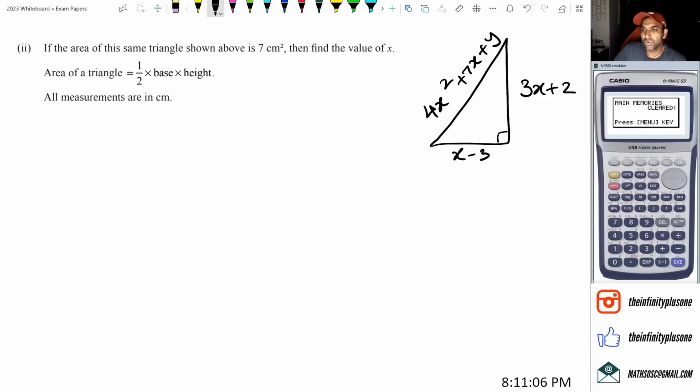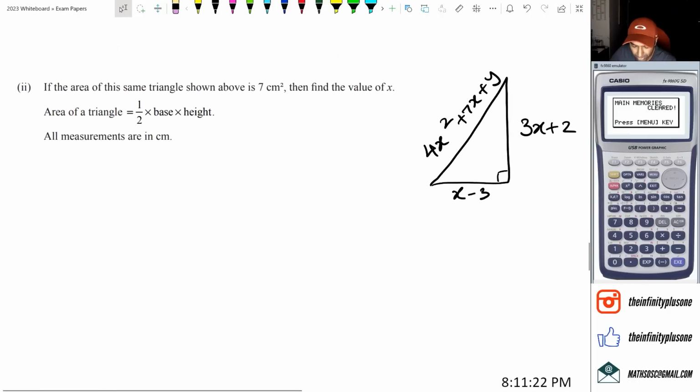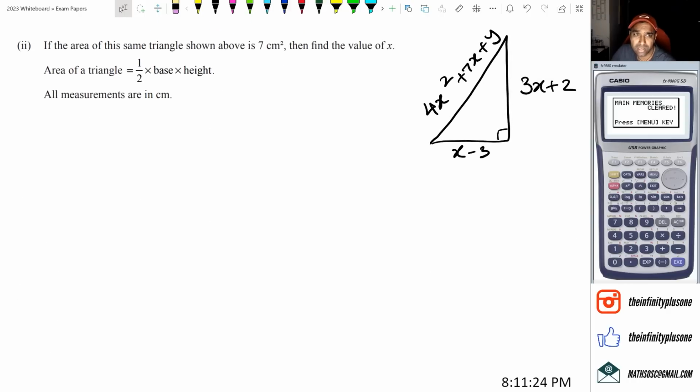Alright folks, so for question 2A part 2, we've got a follow-up question from the previous question. I've copied the triangle down just because I don't want to go back and forth referring to the triangle. What they say is if the area of this triangle shown above is 7 centimeters squared, then find the value of x.